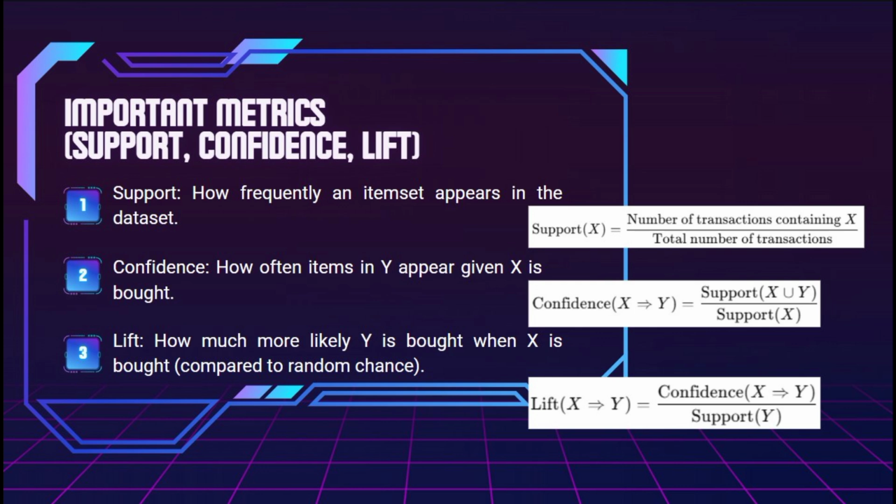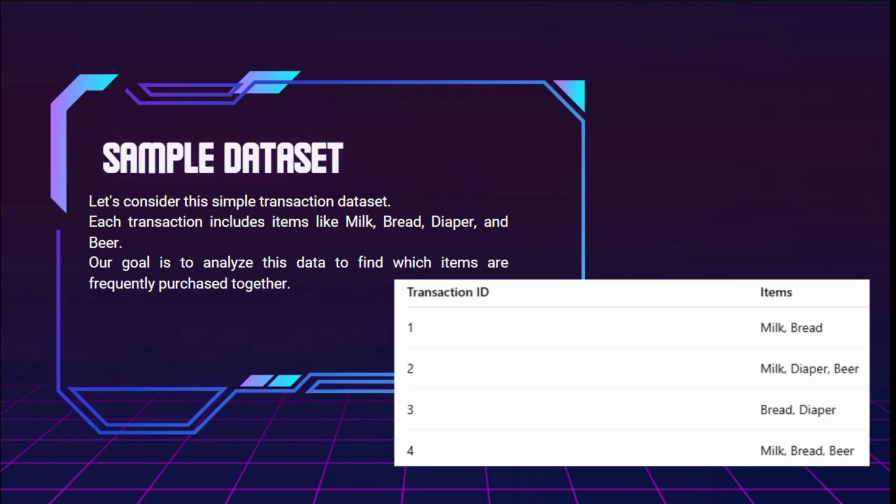than random. Let's consider this simple transaction dataset. Each transaction includes items like milk, bread, diaper, and beer. Our goal is to analyze this data to find which items are frequently purchased together.